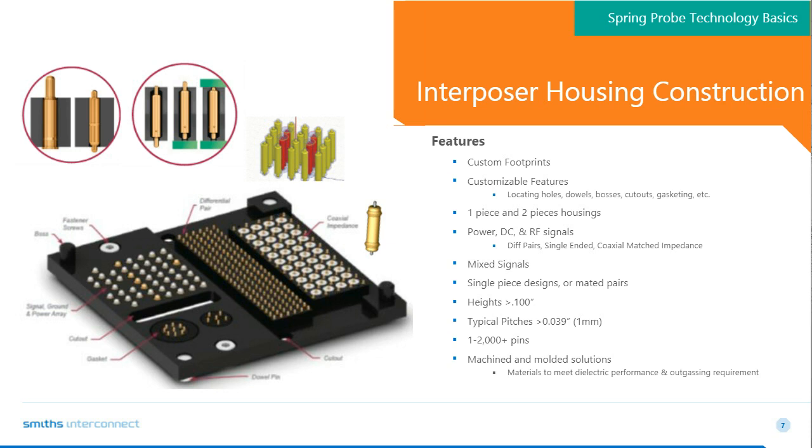Now we can move on to the housing design considerations. What we're showing over here on the left-hand side is really just a generic example illustrating several different features and layouts that can be incorporated into your interposer all in one. So this, like I said, it really is just more for visual purposes, so we can put it all in one common key place.